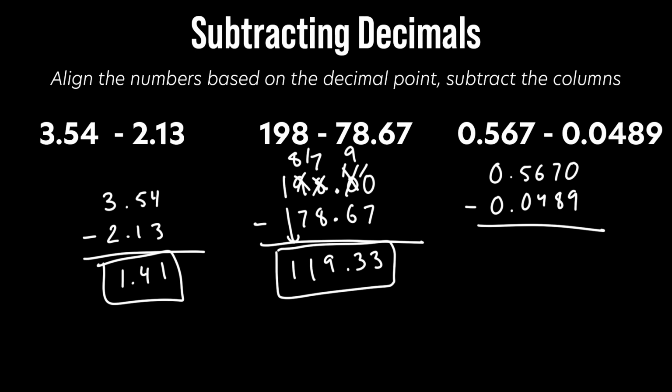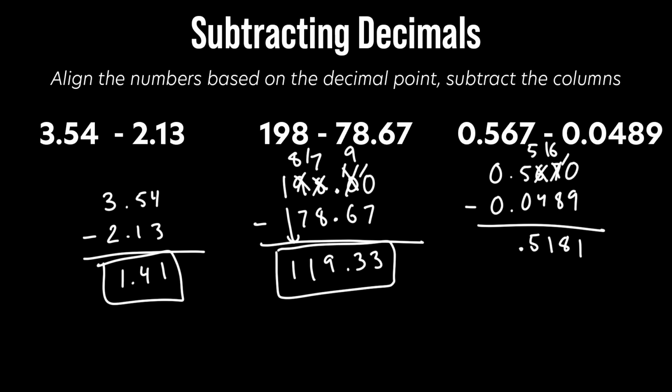So first we have 0 minus 9. Again, we have to borrow from 7. So this would be 6. And we add the 1 to the digit to the right. 10 minus 9 is 1. 6 minus 8, we have to borrow from the left again. So this would be 5. We add the 1 to the digit to the right. 16 minus 8 is 8. 5 minus 4 is 1. 5 minus 0 is 5.